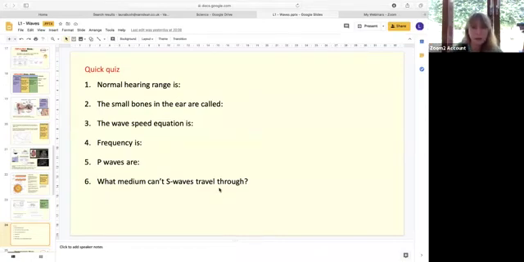Okay, I'm going to end the poll there, and most of us got it right: they cannot travel through liquids, hence the liquid core, the current evidence for that.